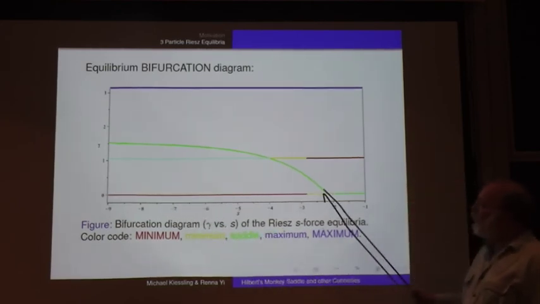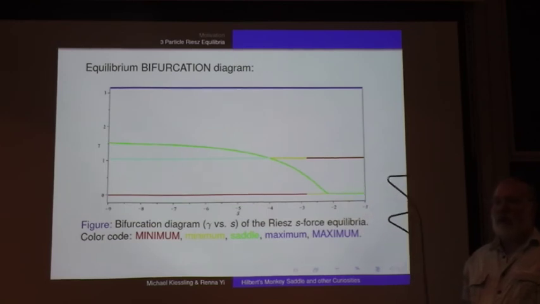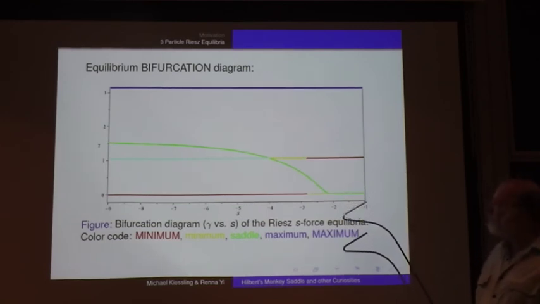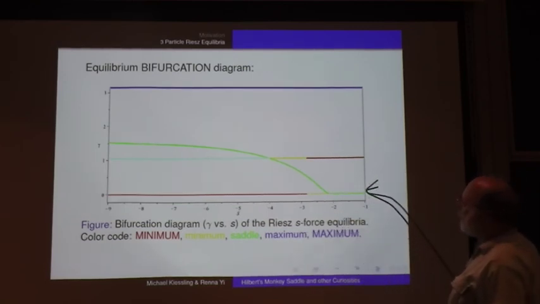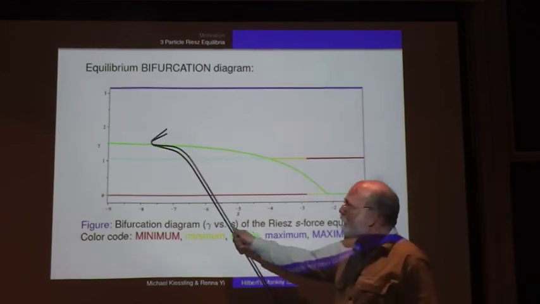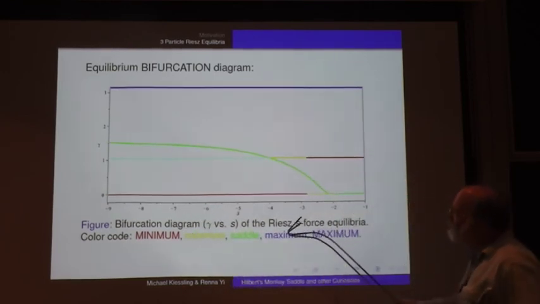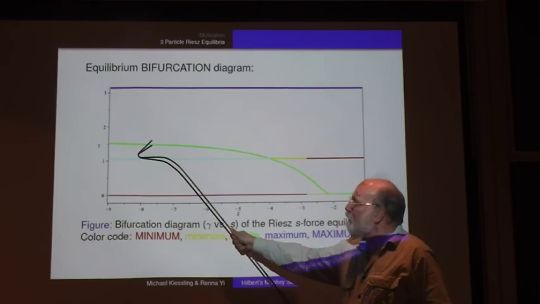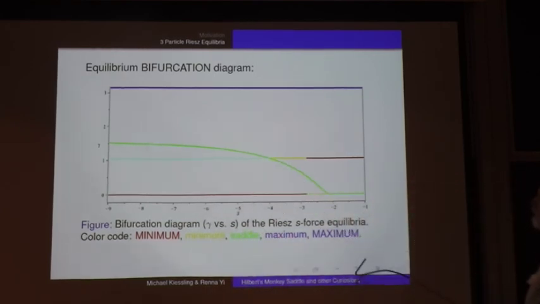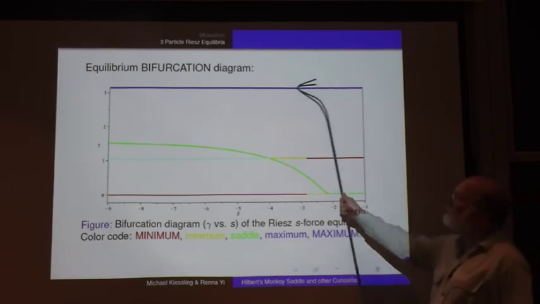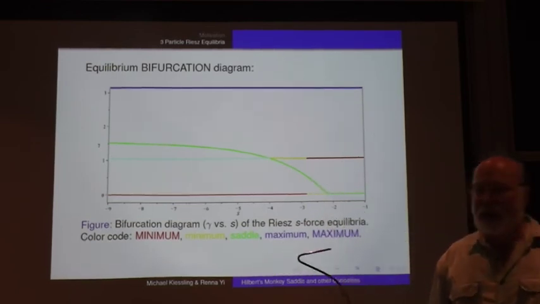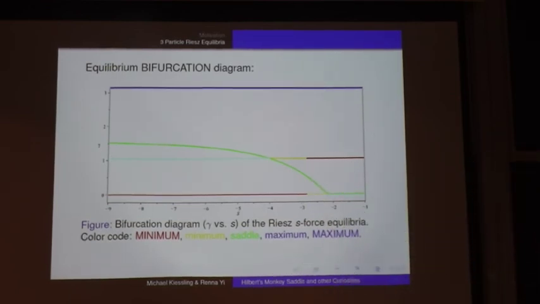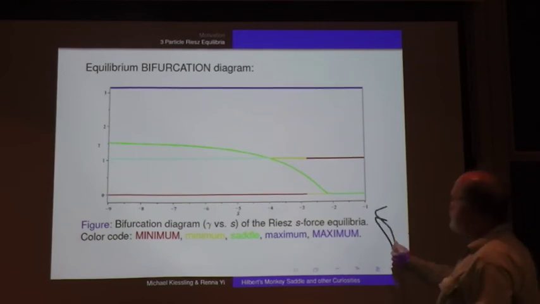Yellow is a local minimum, which is not absolutely minimizing. Green is saddle points. These are saddle points in energy. Light blue is a local maximum, which is not a global maximum. And dark blue, which is written in big maximum, is this one. That's the absolute maximizer. That's the complete characterization of those three-point equilibria when S is less than minus 1.